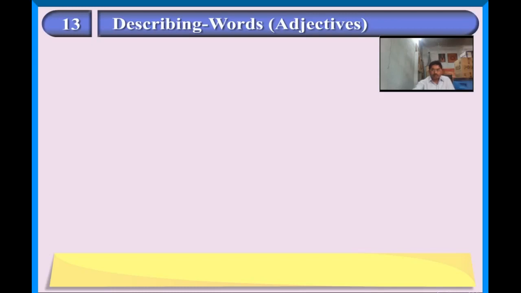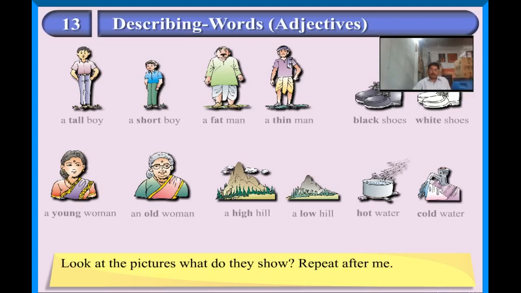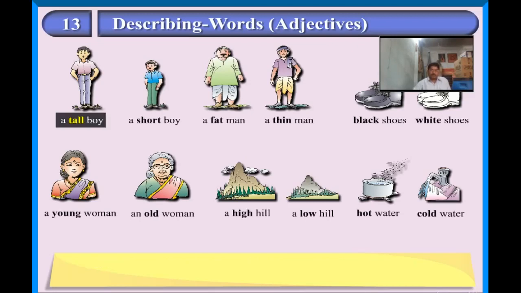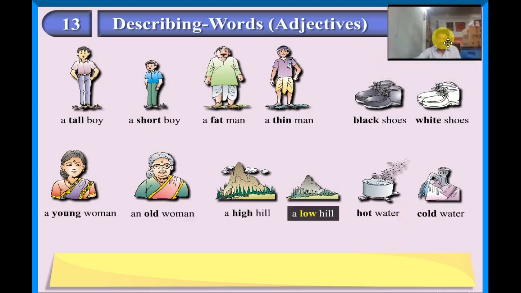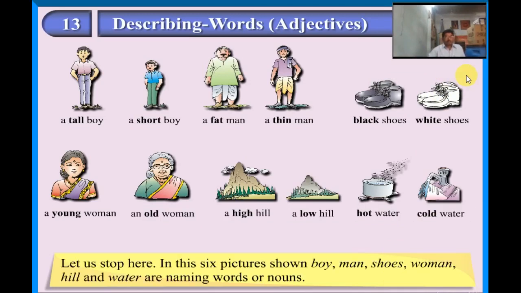Describing words: adjectives. Look at the pictures. What do they show? Repeat after me. A tall boy. A short boy. A fat man. A thin man. Black shoes. White shoes. A young woman. An old woman. A high hill. A low hill. Hot water. Cold water. Let us stop here.